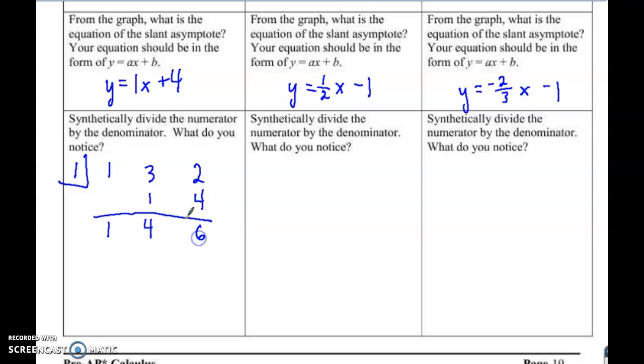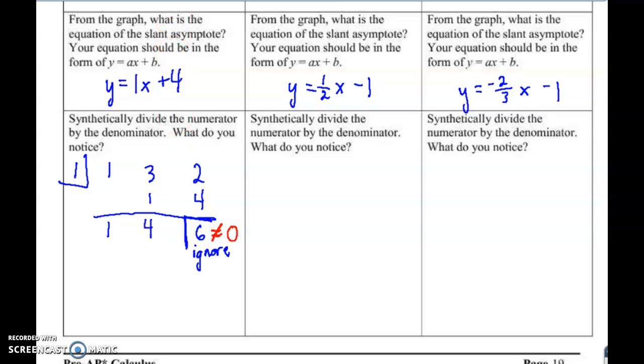Now it is important. We do ignore this remainder, but it's important to pay attention to it, because if that remainder were 0, then it would be a canceling factor, because that means the denominator factors the numerator and you could cancel it out. So you just want to double check that the remainder does not equal 0.